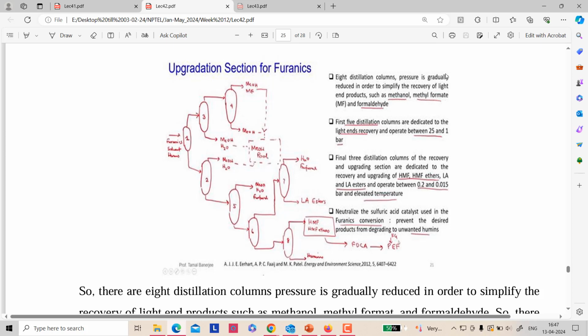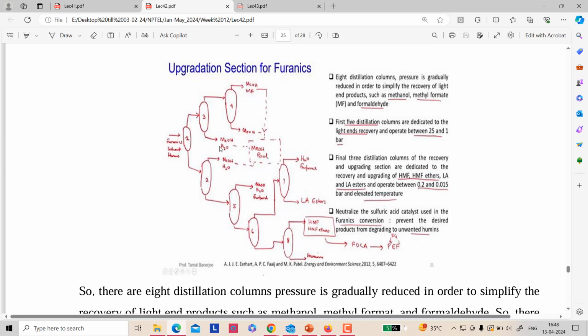Pressure is gradually reduced in order to simplify the recovery of end products, light end products, that is methanol, methyl formate, and formaldehyde. So the first 5 distillation columns are dedicated to light ends recovery and operate between 25 and 1 bar. The final 3 distillation columns are for the recovery and upgrading section dedicated to HMF, HMF ethers, levulinic acid, and LA esters, and operate between 0.2 to 0.015 bar. That means very low pressure and elevated temperature.